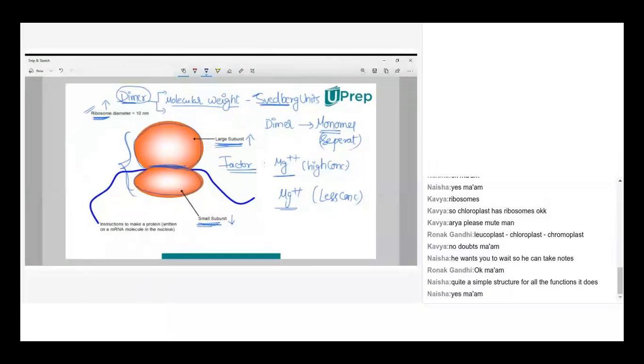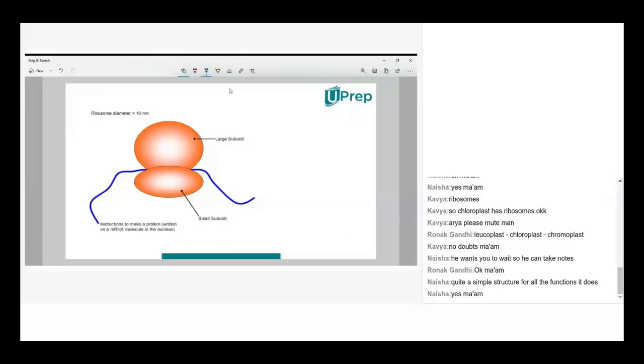Whether the magnesium ion concentration is high or low depends on the position of the ribosome, where they are present. Based on that, they may exist in the form of a dimer or a monomer. Clear so far? Here only two important points: the Swedberg unit is important, and the magnesium ion concentration is important. Now we'll get into the position of ribosomes.